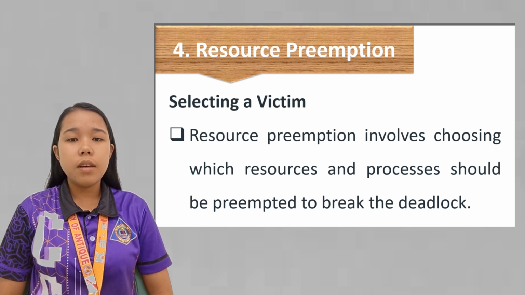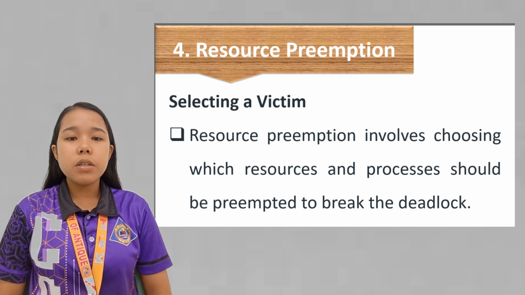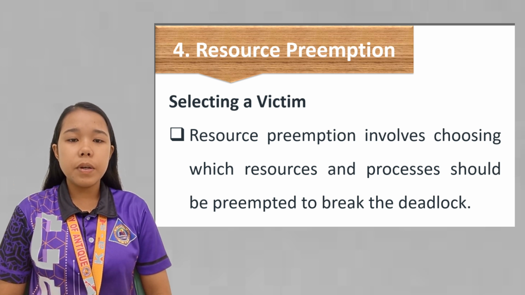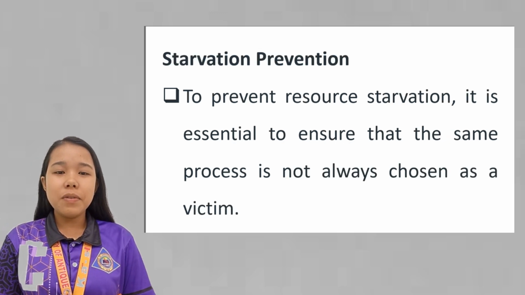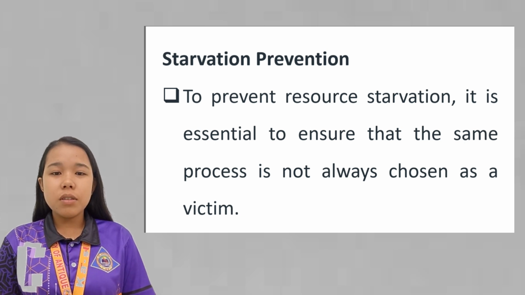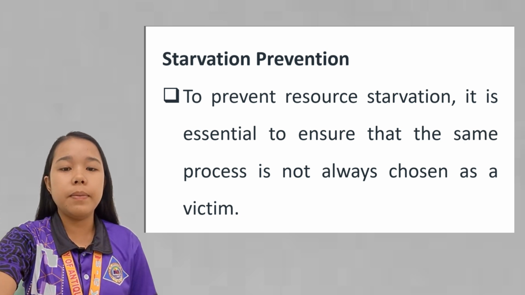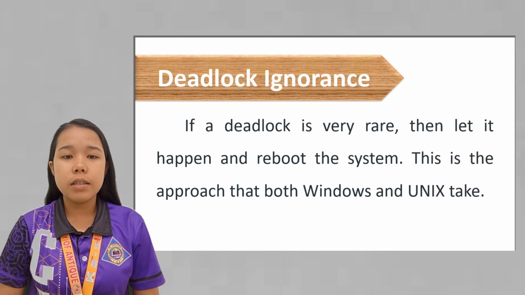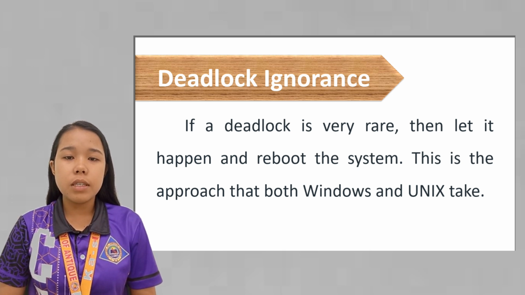Resource preemption. Selecting a victim. Resource preemption involves choosing which resources and processes should be preempted to break the deadlock. Rolling back the process to a safe state and restarting it is a common approach. Starvation prevention. To prevent resource starvation, it is essential to ensure that the same process is not always chosen as a victim.